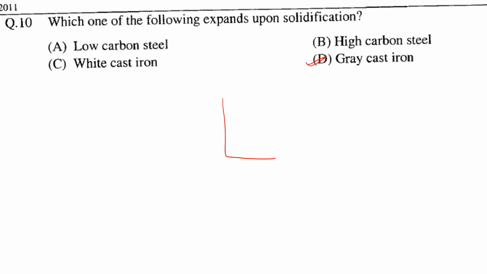Because once the gray cast iron forms, then it forms graphite, right? So graphite is nothing but pure carbon, and relatively the volume of pure carbon is greater than your Fe3C, like cementite, which was the earlier form. And normally in the steel, the carbon is present in the form of Fe3C. Okay, so this is the explanation.